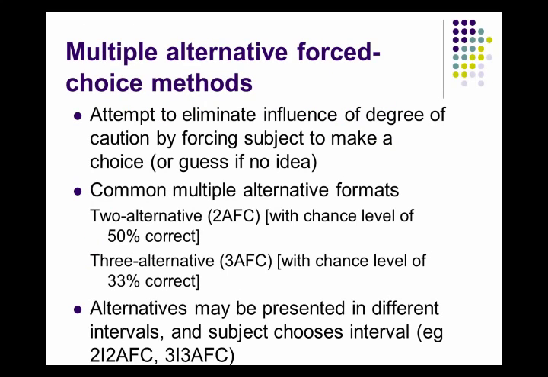That's an attempt to eliminate the influence of the degree of caution. What I just said, the two alternative forced choice with a chance level of 50%. Even better is a three alternative forced choice, chance level of 33% correct. The problem is, first of all, it takes 3 times as long, so you get a penalty in terms of how long experiments take, but you get a benefit of the more alternatives you have, the surer you are about your results.